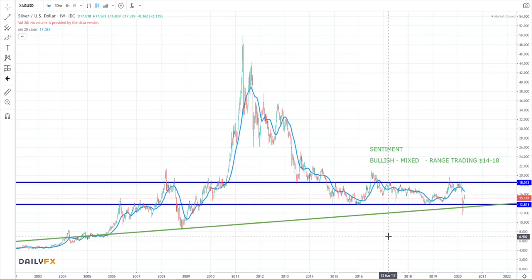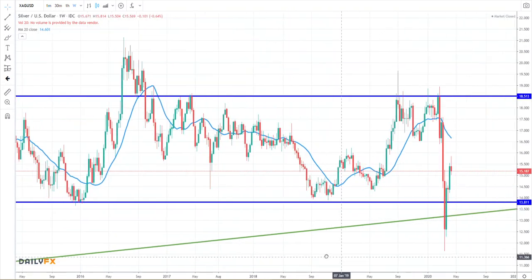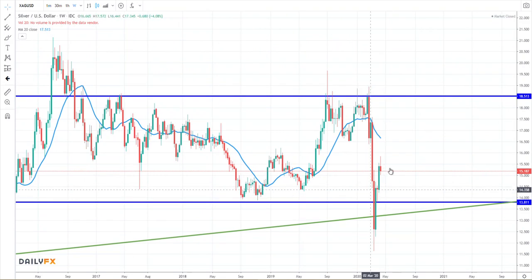Okay, weekly chart for silver. Overall sentiment, I'm bullish to mixed. We're now officially range trading, so let's go ahead and resize this chart so we get a better view. This was a really pivotal move the last few weeks.